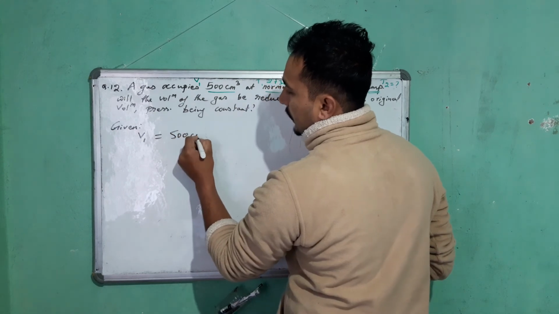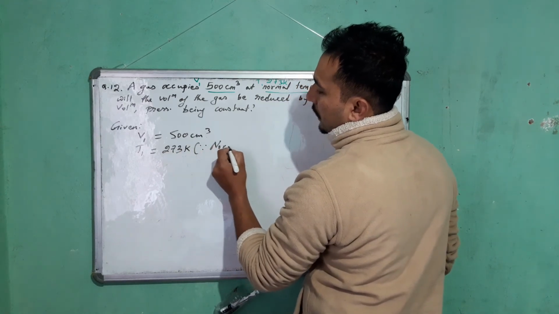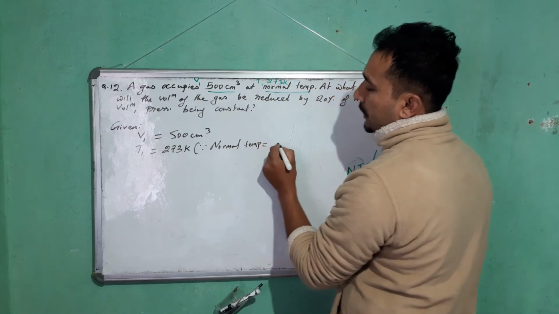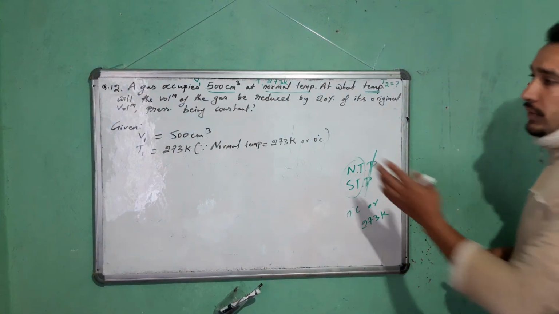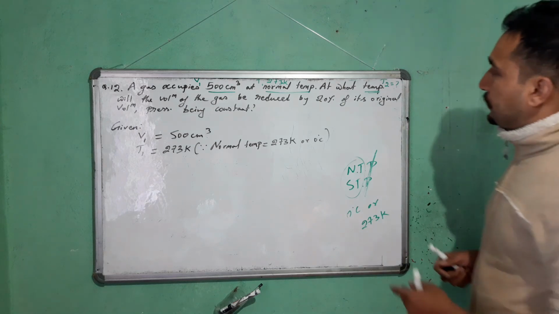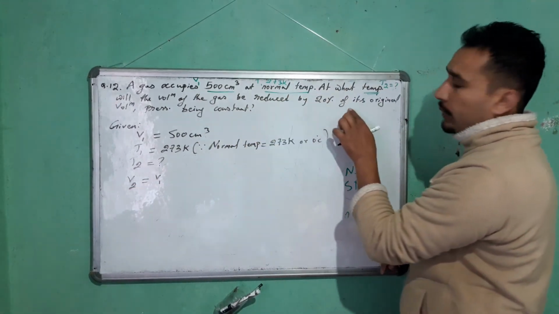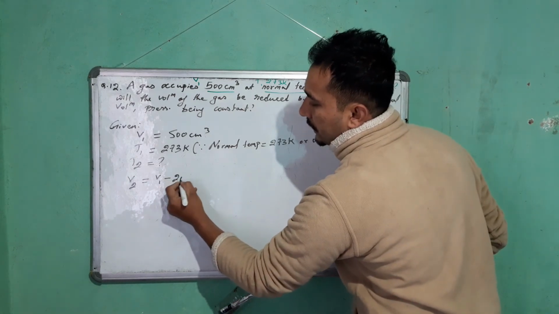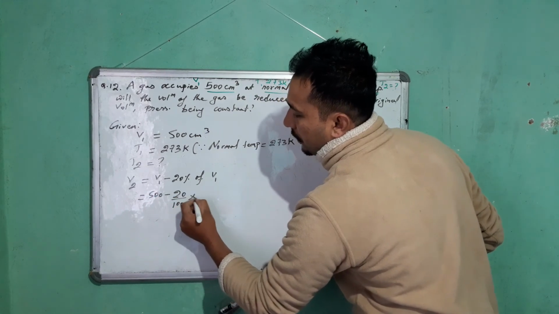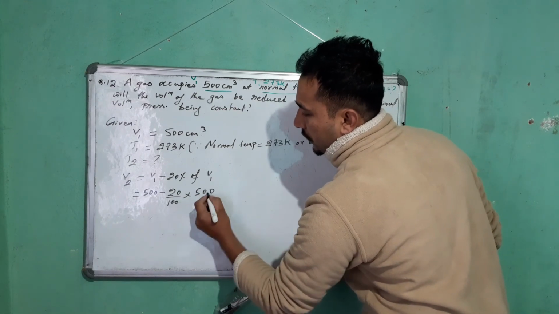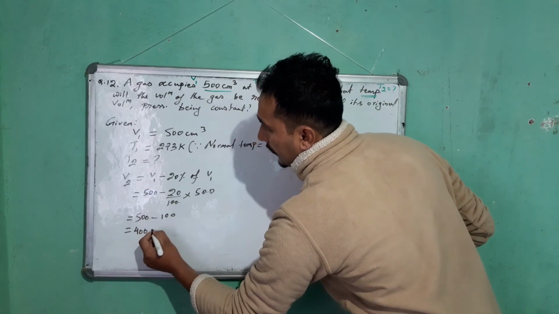V1 is equal to 500 centimeter cube, T1 is equal to normal temperature, 273 Kelvin, because normal temperature means 273 Kelvin or 0 degrees Celsius. This you should know. I had given this while teaching you the theoretical portion also. T2 is a question mark and V2 is V1 reduced by 20% of the original volume. V1 minus 20% of V1. So 500 minus 20 divided by 100 of 500. So it will be 400 centimeter cube.